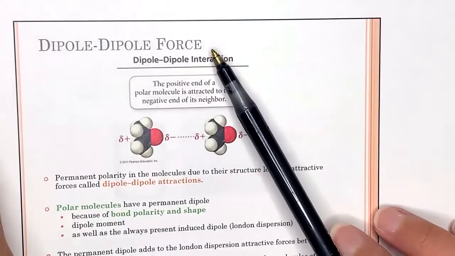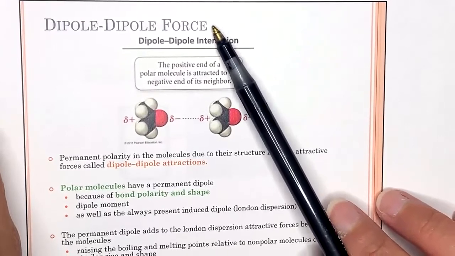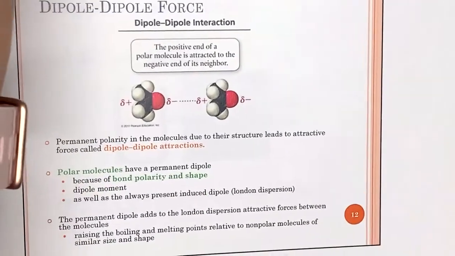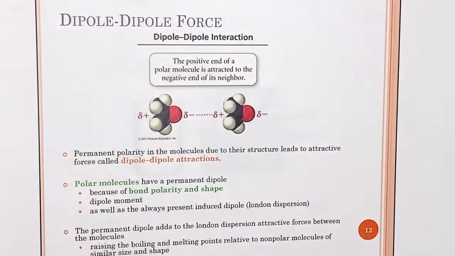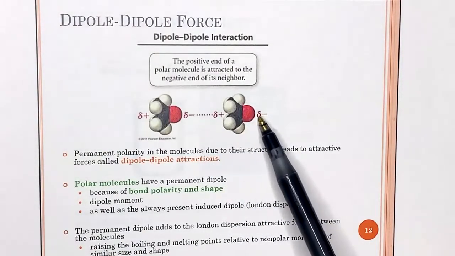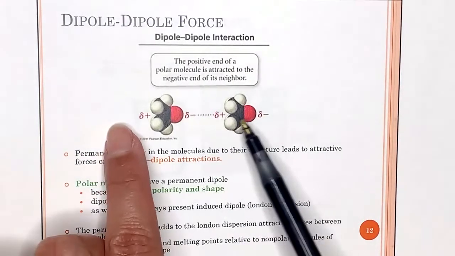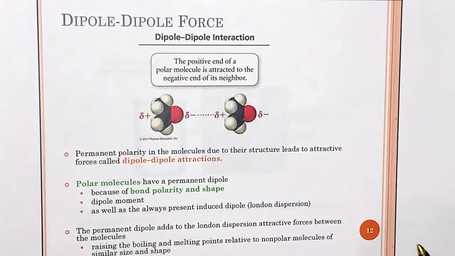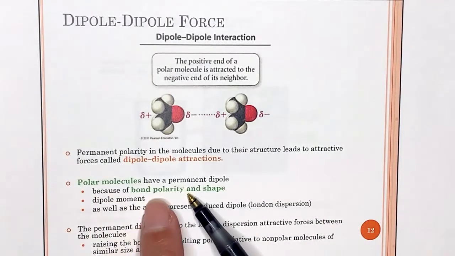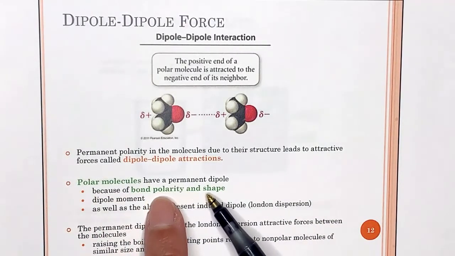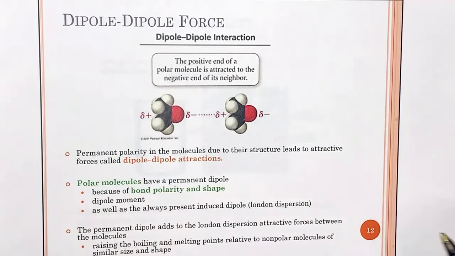Okay, so who has dipole-dipole force? Only molecules that are polar. The molecules must have polar bonds and the bonds don't cancel each other out, and then they have a permanently negative side and a permanently positive side, and then they line up. So this is dipole-dipole interaction here. Only polar molecules have dipole-dipole force.